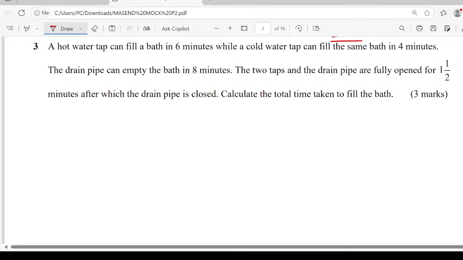Question number 3. A hot water tap can fill a bath in 6 minutes. A cold water tap can fill the same bath in 4 minutes. The drain pipe can empty the bath in 8 minutes. The two taps and the drain pipe are open for 1.5 minutes, after which the drain pipe is closed. Calculate the total time taken to fill the bath. A wonderful question. That is from Form 3 work.